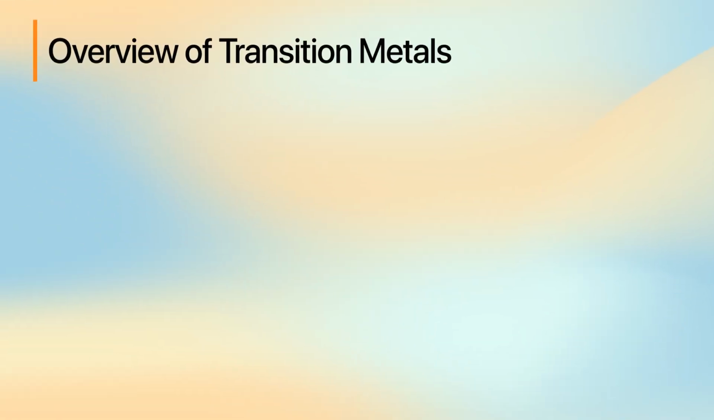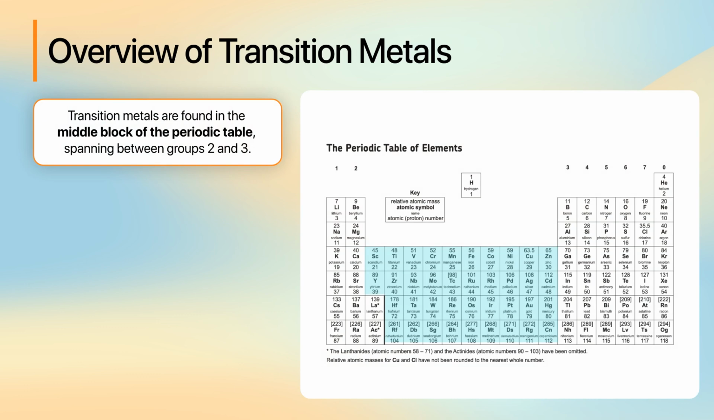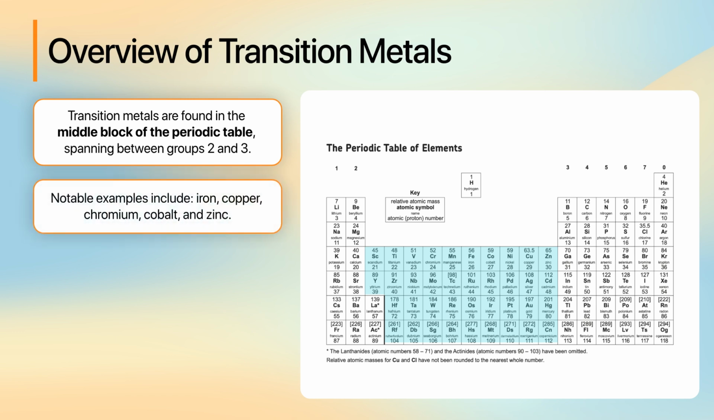We'll first locate transition metals on the periodic table, explore their unique properties, and then compare these properties with those of Group 1 elements. Transition metals are found in the middle block of the periodic table, spanning between groups 2 and 3. Notable examples include iron, copper, chromium, cobalt, and zinc.